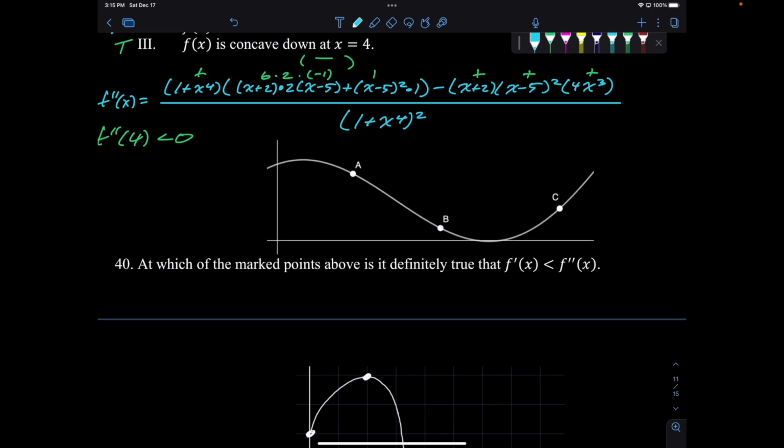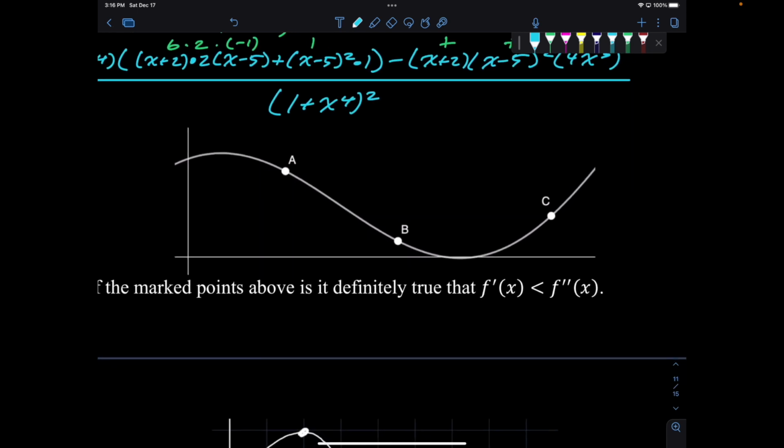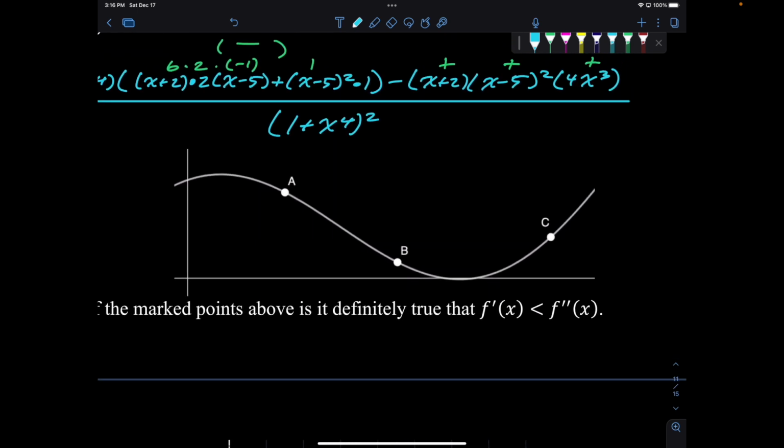At which of the marked points above is it definitely true that f prime is less than f double prime? So definitely true. So we're looking for the best possible answer. I'm just gonna sweep through here and say what f prime and f double prime, what their signs are, and hopefully that'll do it. So at point A, the function is decreasing, so f prime is less than 0. We're concave down, so f double prime is less than 0. We can't really clearly establish the relationship there, so I don't think that's the answer.